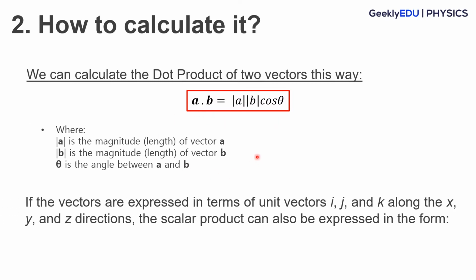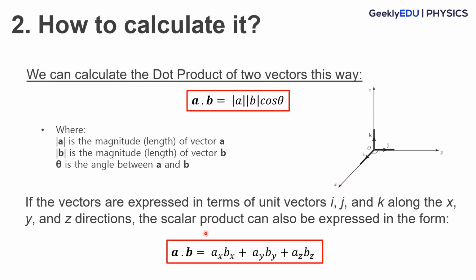We can also do these calculations in another way if the vectors are expressed in terms of unit vectors i, j, and k along the x, y, and z directions, something like this. So we have that the scalar product can be expressed in this form. We're just multiplying the components of each vector in each direction and then adding them together.